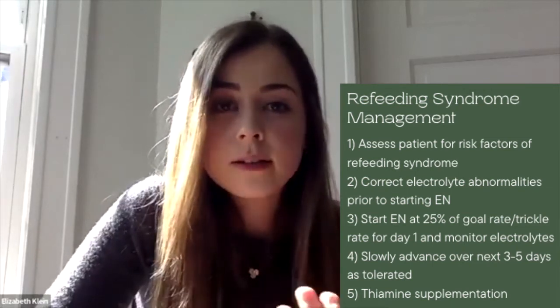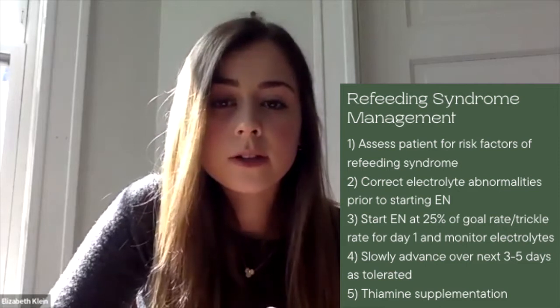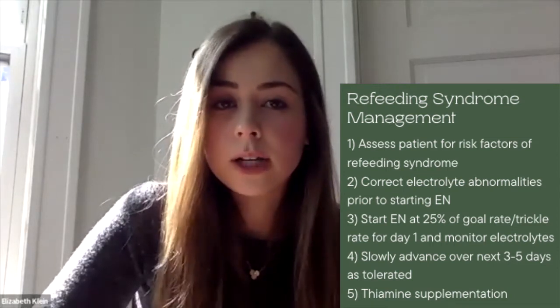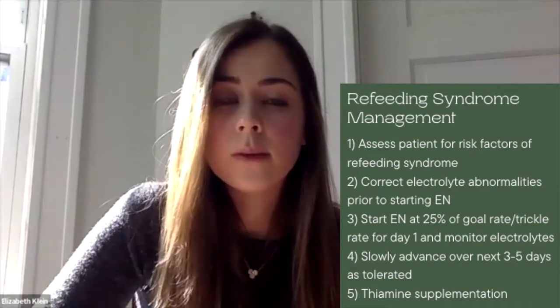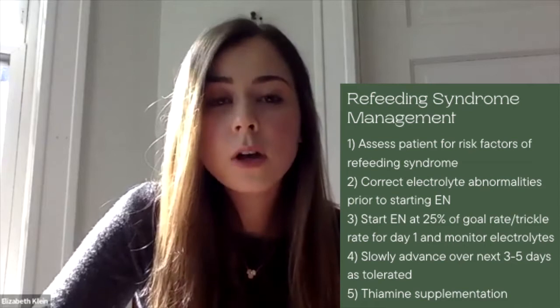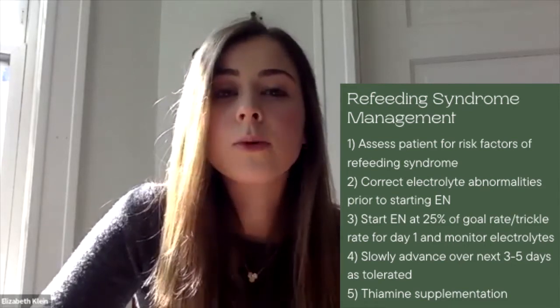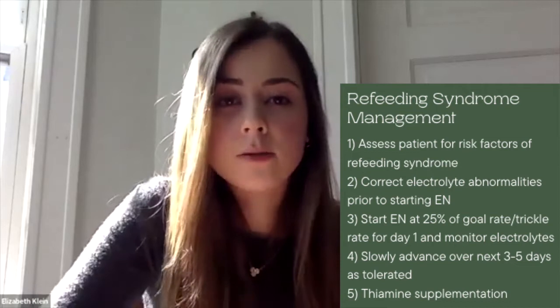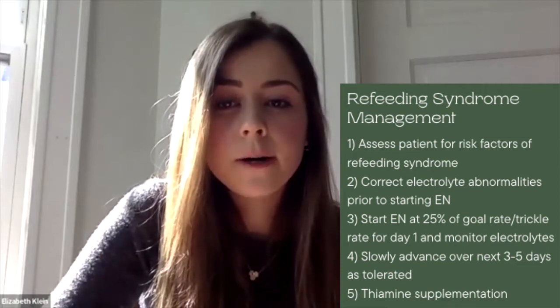Let's say a patient has one of these risk factors. First thing we want to do before starting enteral nutrition is look at their labs, see if they already have any low electrolytes. So, checking their potassium, their magnesium, their phosphorus. If they are low, we would want to recommend repleting or providing extra, for example, extra potassium to get it back to its normal range.